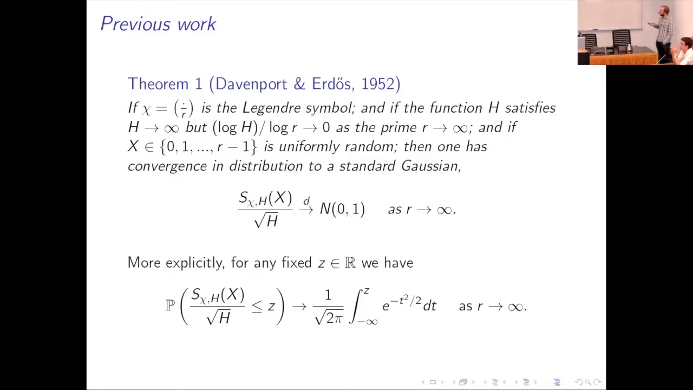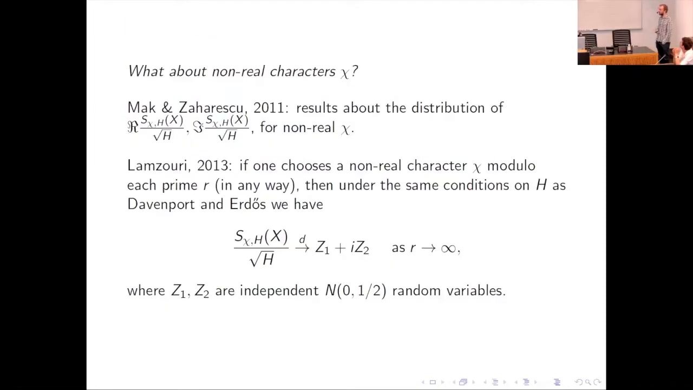So they did this for the Legendre symbol. I don't think there's any reason they couldn't have done it for more general characters. It's just maybe easier to state the result for the Legendre symbol. But it has more recently been done for more general characters. So Mack and Zaharescu did this looking at the real and imaginary parts of the sum separately, and some other things as well, and getting Gaussian limits for those.